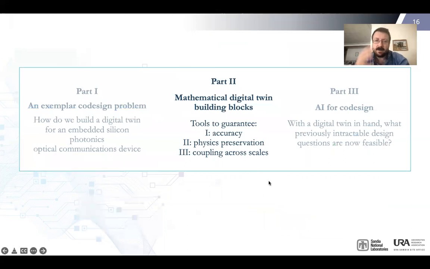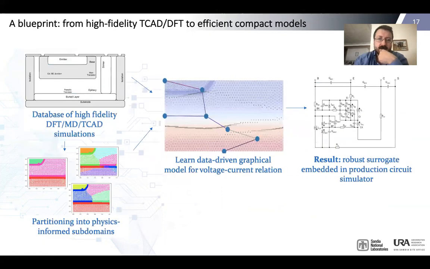Okay, so now hopefully that gives a sense of what it is we're trying to achieve and why it's so important to get these individual guarantees from block to block. Now we're going to get into the math and these three ingredients that I'm going to introduce to get this right. And we have this sort of archetype to keep in mind. So what we're trying to do is to build a database of high fidelity simulations, perhaps parameterized by some design variable that lives at the quantum scale or the atomistic scale. We're going to use machine learning to partition space into physics informed subdomains.